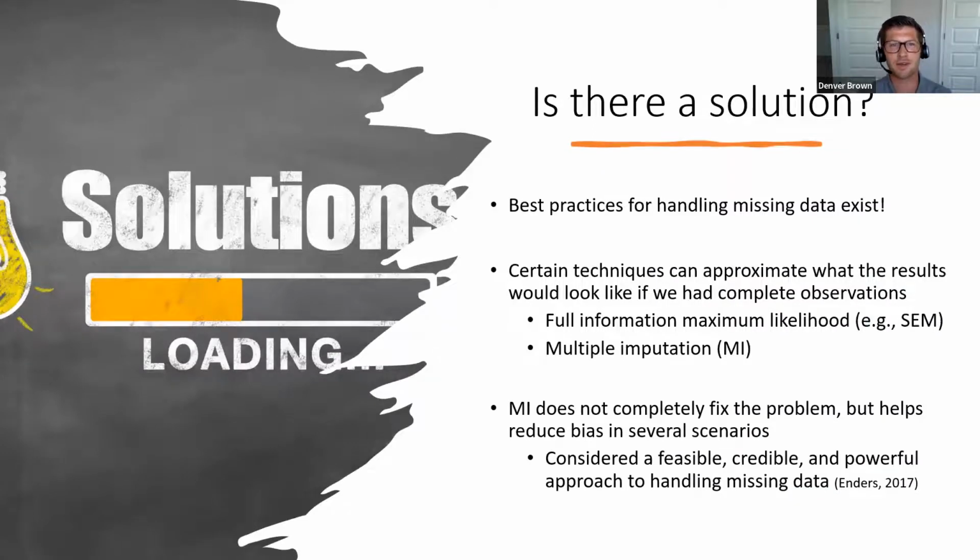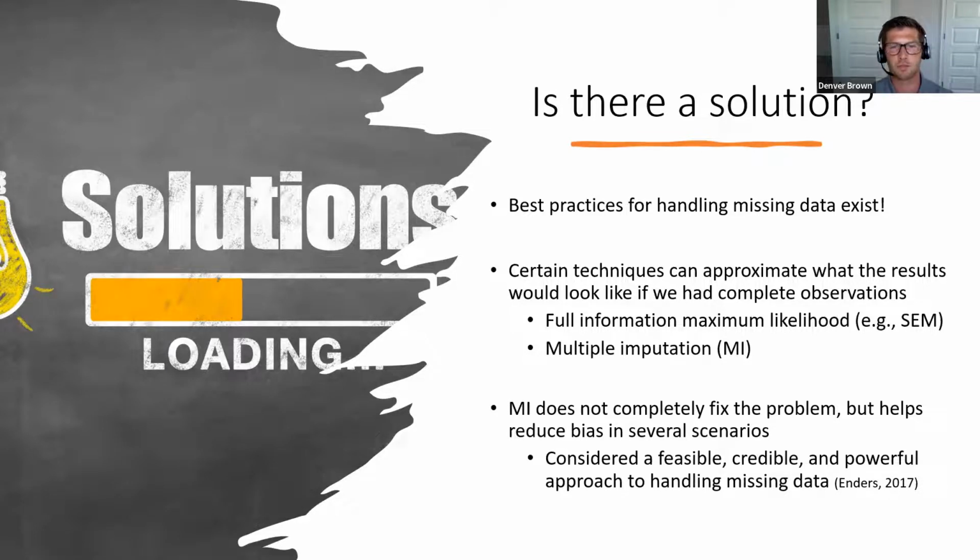So this brings me to the point of this talk. Is there a solution? Yes, there are best practices for handling missing data. There are certain techniques that can approximate what the results would look like if we had complete observations. We can use things like full information maximum likelihood, which is common in structural equation modeling, which might be more common for people working in psychology. But I'm not going to talk about that.